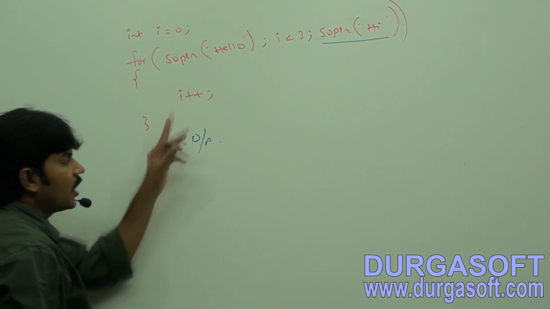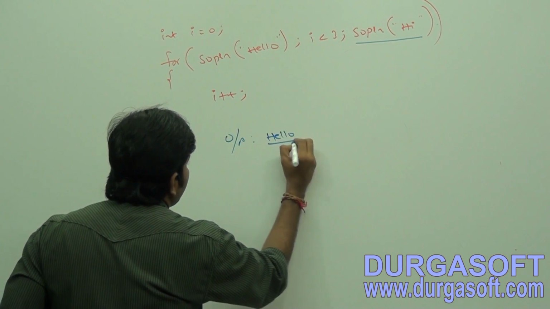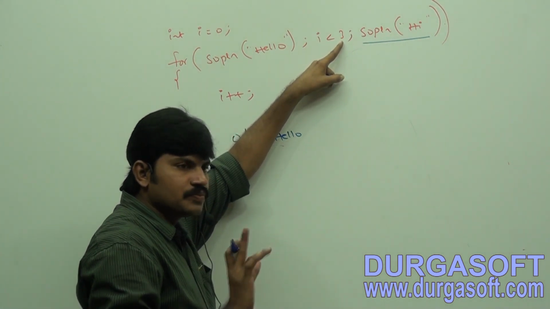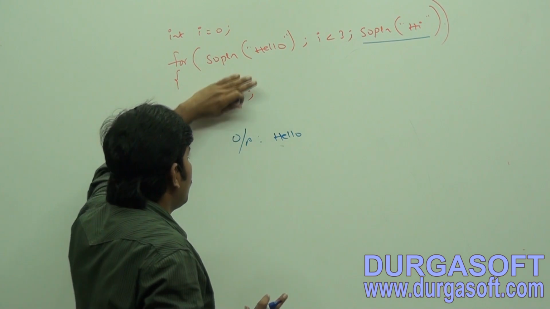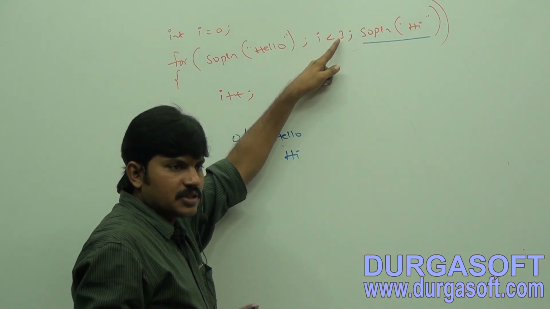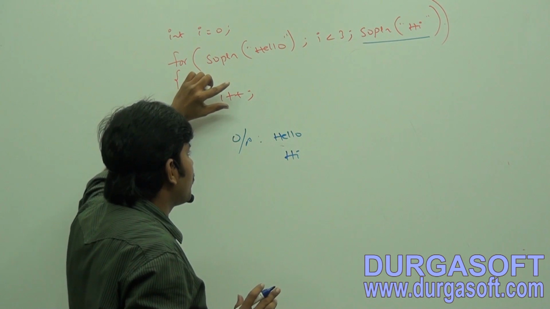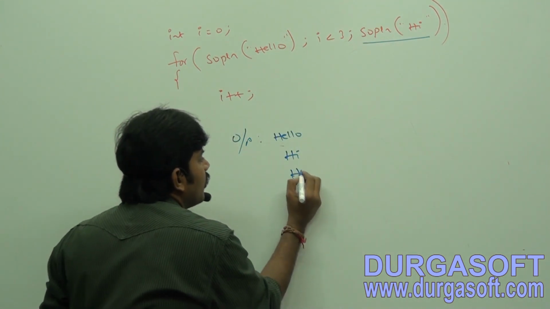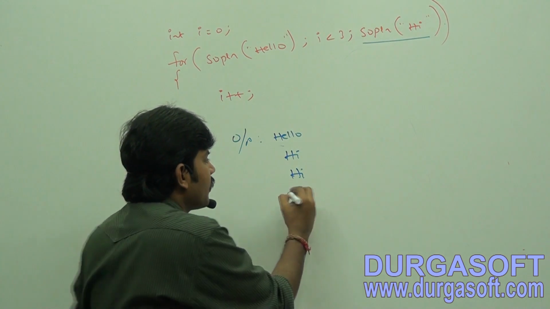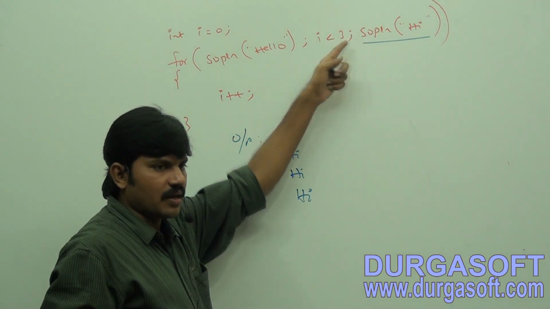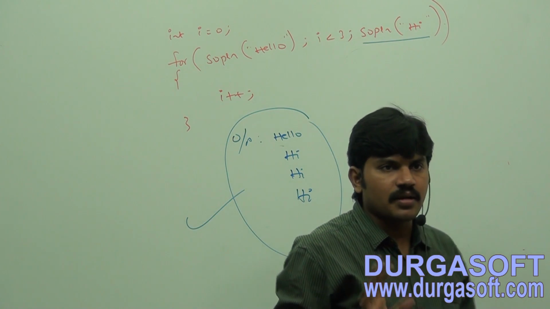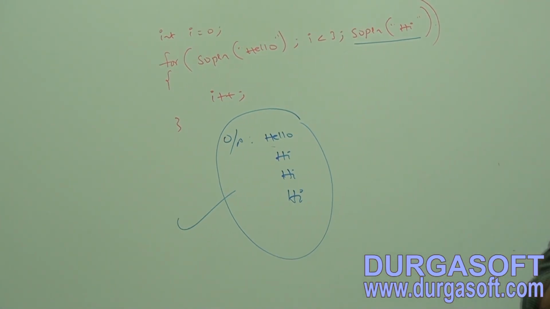Now can you spell out what answer we are going to get? i is 0, SOP of hello, hello will be printed. Next, 0 less than 3, satisfied or not? Satisfied. i value will become 1, and then hi. 1 less than 3, satisfied? Yes, so i becomes 2, and then hi. 2 less than 3, satisfied, i becomes 3, and hi. 3 less than 3, satisfied or not? No. That's why the output is hello, hi, hi, hi, like 3 times. Is it clear?